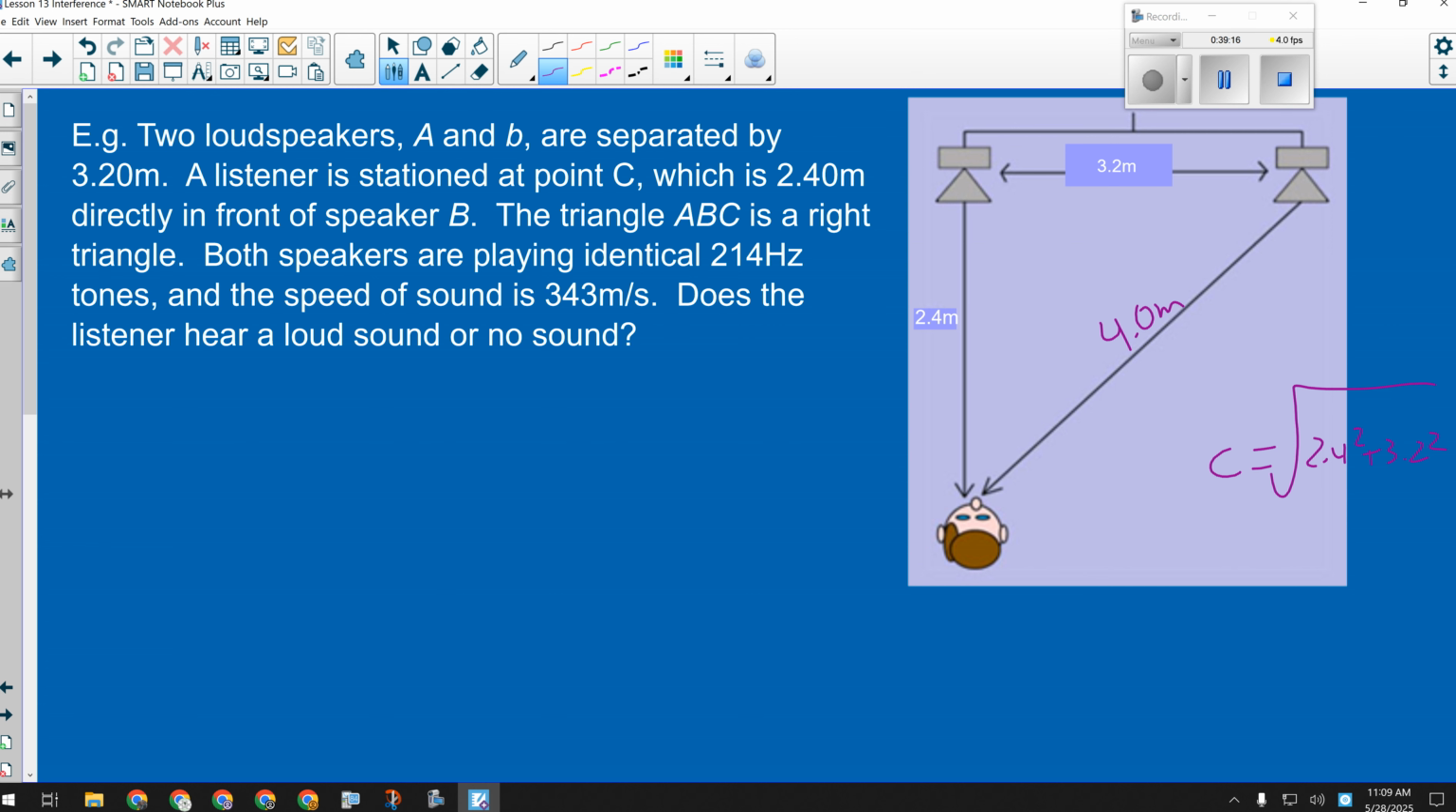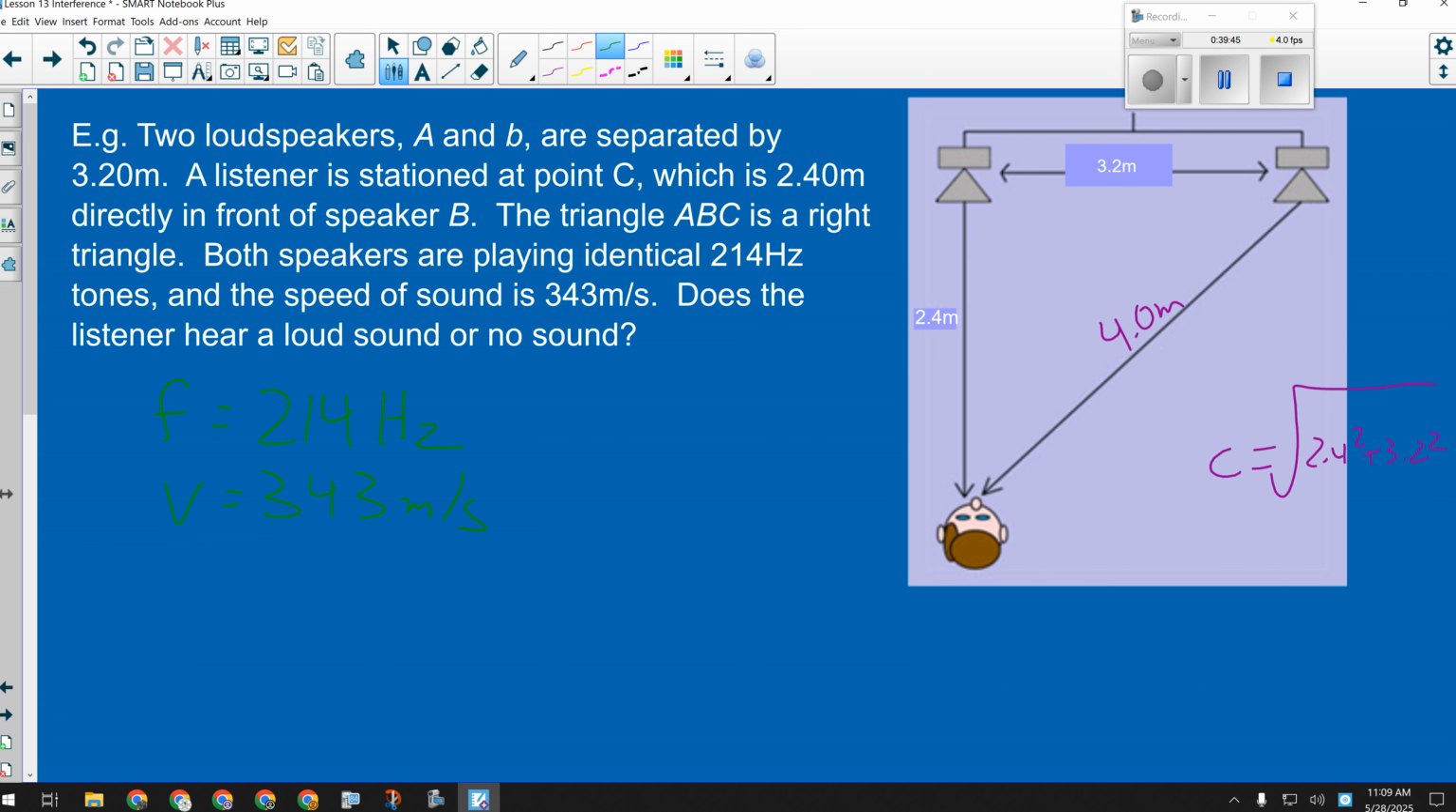Okay, so now I've got that. Here's the other things I know. Both speakers are playing identical 214 hertz tones. What did they give me? Frequency, right? Hertz measures frequency. So frequency equals 214 hertz. And the speed of sound is 343 meters per second. Since they're sound waves, that's the speed of the waves.